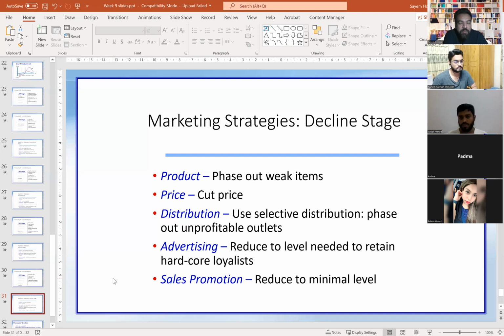Slowly, you're trying to take the product out of the market because now your plan is to launch the new product very soon. Advertising, you reduce to the level needed to retain hardcore loyalists. Only the loyal consumers will stick and the rest of them will no longer use your product. Sales promotion, reduce to minimum level. So that's the decline stage.